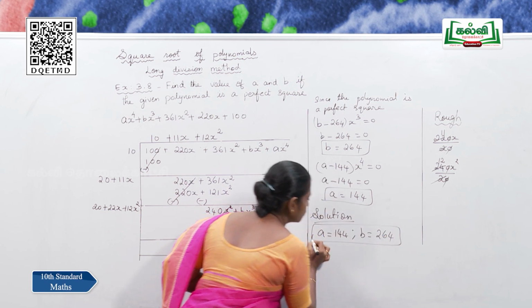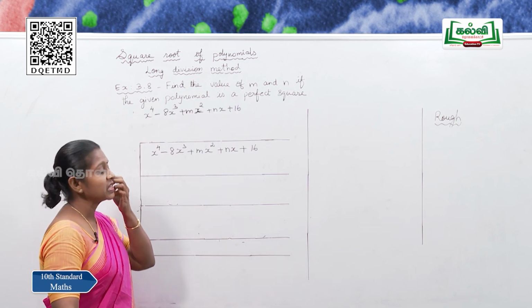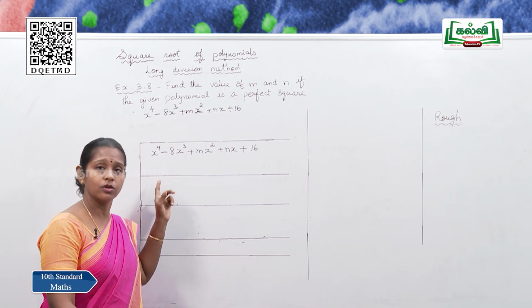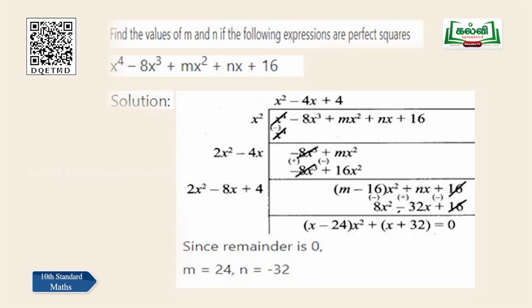So it's very easy, no children? Of course. See this question, children. This is one kind of question. So here also we are going to find the unknown values m and n. I'm reading the question, listen. Find the value of m and n if the given polynomial is a perfect square.